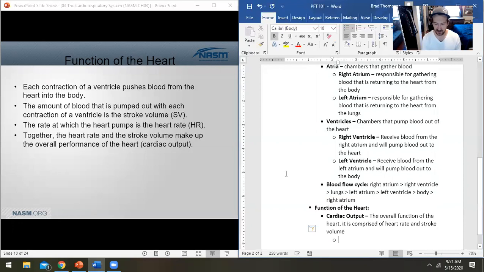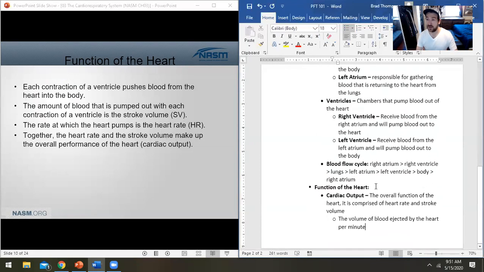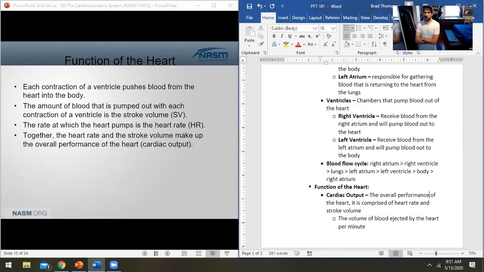It is the volume of blood ejected by the heart per minute. So rather than saying overall function, we're going to say overall performance, because that's what they say in your textbook. It's how your heart's actually performing.